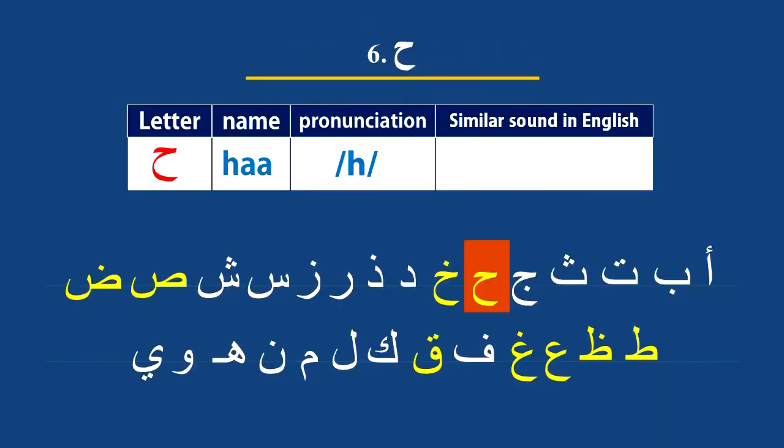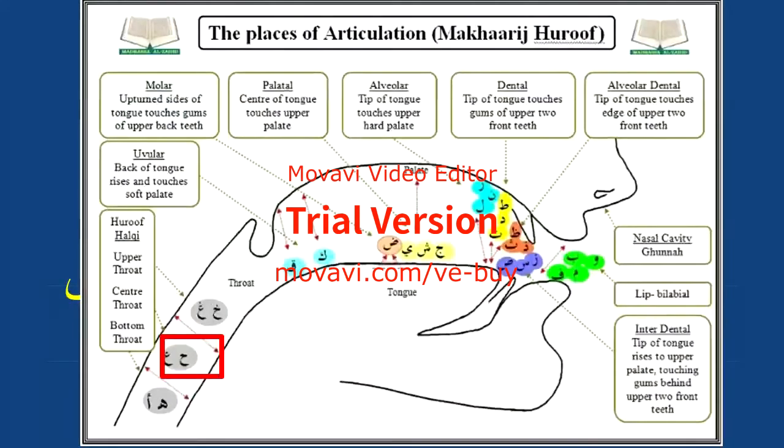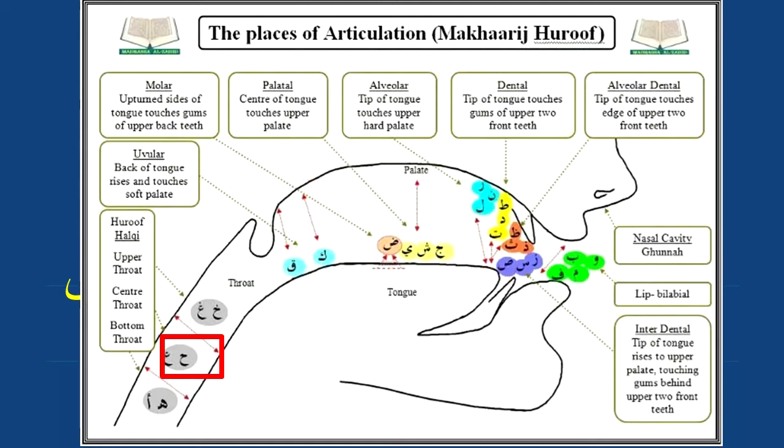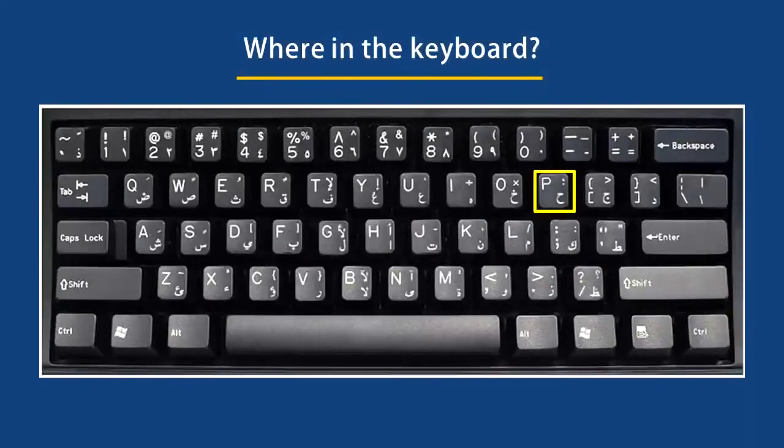Jim has the sound of j, just like the j of job, and we can find it with the shorter than key. Ha has a sound that is not found in English. Let's have a look at its place of articulation. Ha is made by the central throat. Please try to pronounce it with the central throat. Ha, ha. The position of ha on the keyboard is with p.